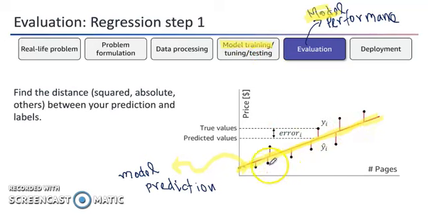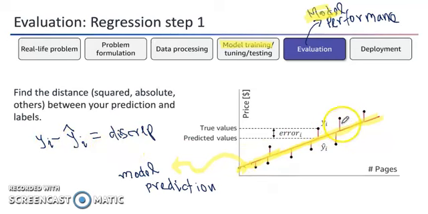Based on this prediction by the model, this line, one can measure the distance to each of the original data points. The data point is denoted as y sub i, and the predicted value is denoted as y hat sub i, and the difference between these two is some kind of discrepancy. That's the idea of measuring. If they are a perfect match, this difference would be 0.